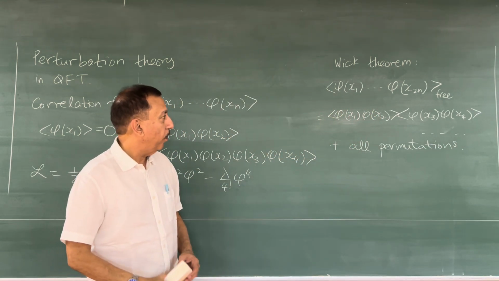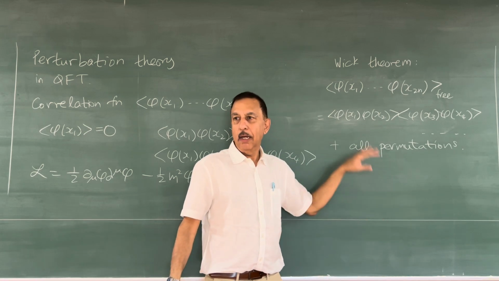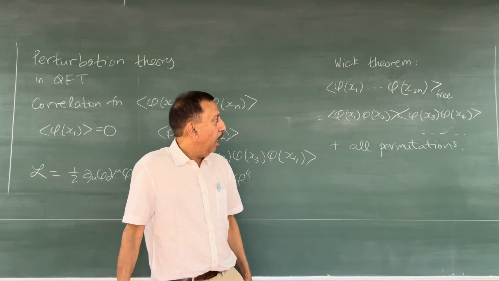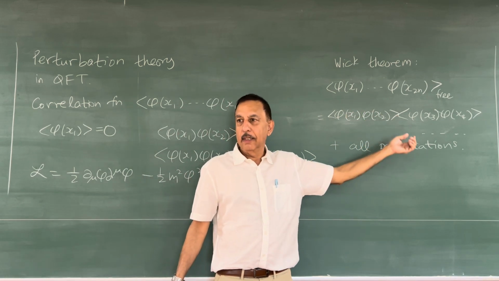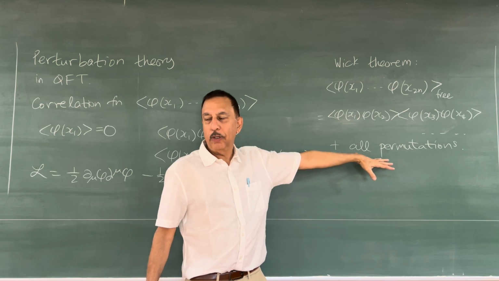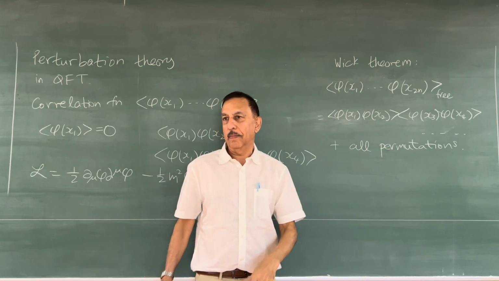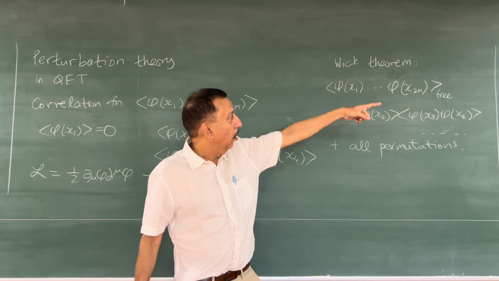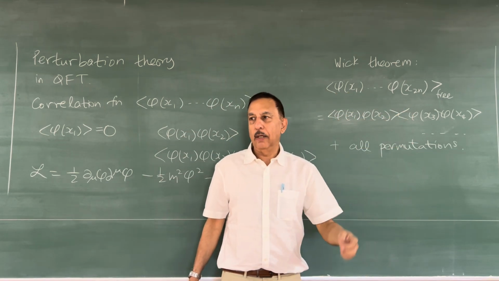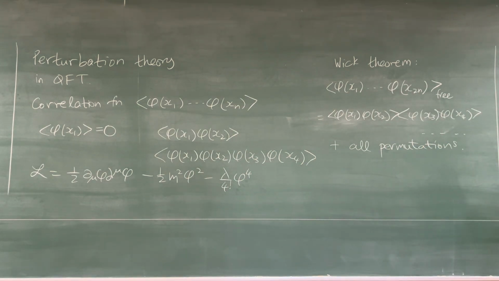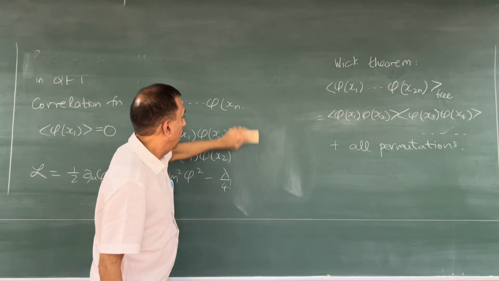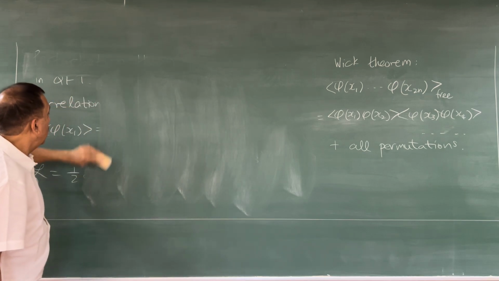Each phi of xi appears once and only once in the product, and it will appear with another phi, which can be at any of the locations, and each such pair will occur once. And then all permutations means not counting that particular arrangement again. So all possible ways of breaking up the numbers 1 up to 2n into pairs. Okay, good. So this expresses the free n-point function in terms of the free 2-point function.